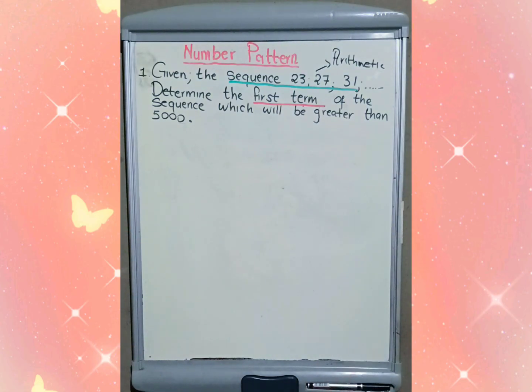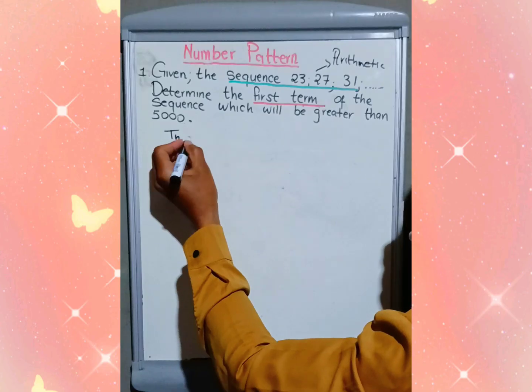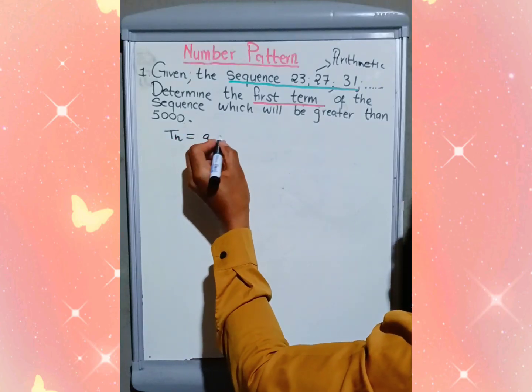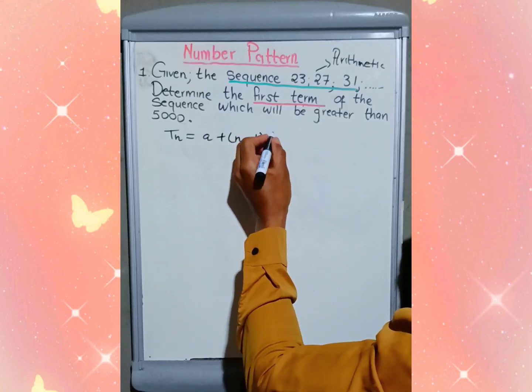Remember, the nth term of an arithmetic sequence says that Tn equals a plus n minus 1 times d.